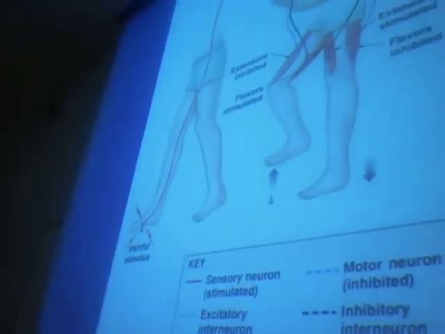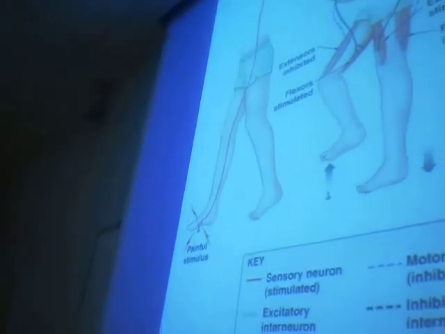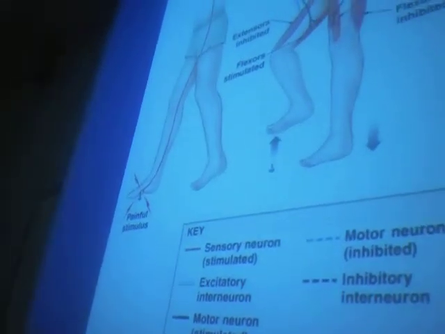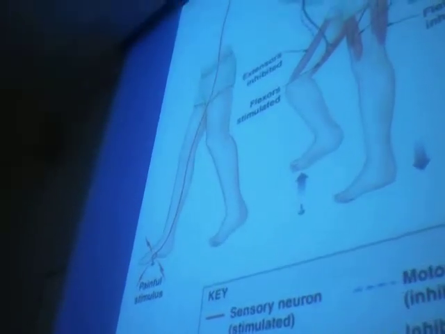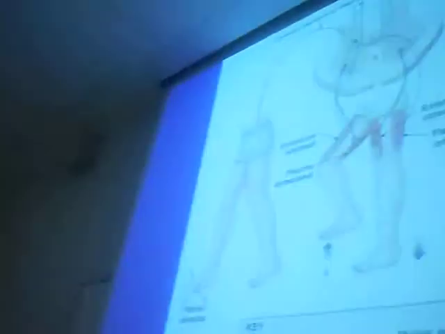Right away, speed-wise, as fast as monosynaptic? No, slower. But you get something for the slowness, right? Let's put it this way. Would you consider this simple? No. It's complex. You can get a complexity of response.